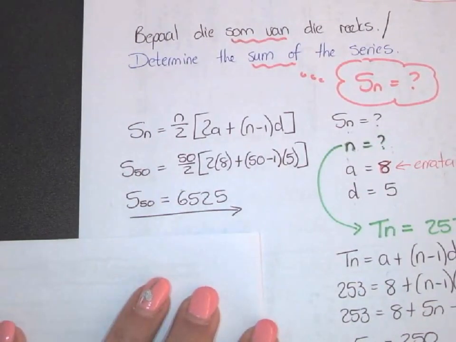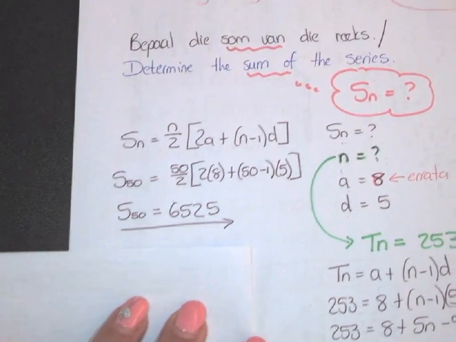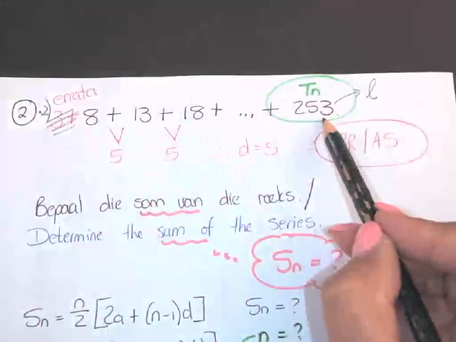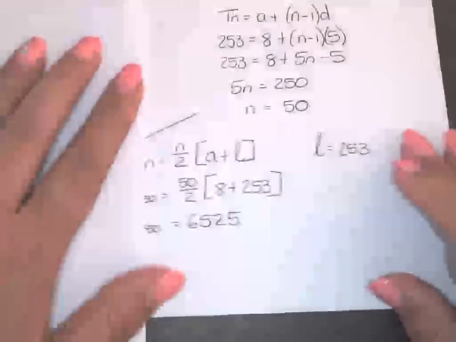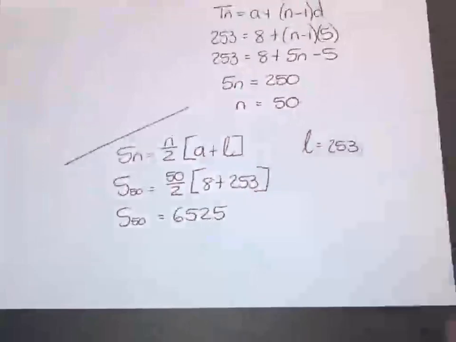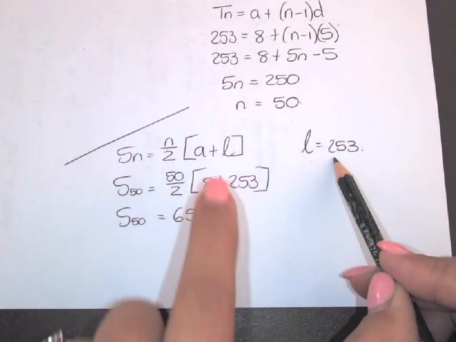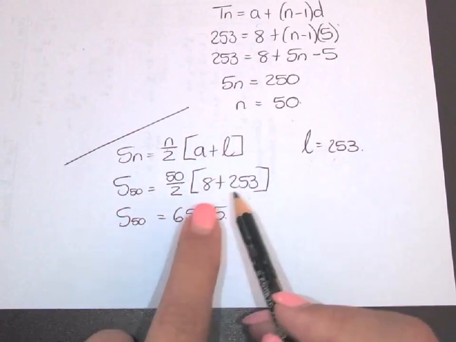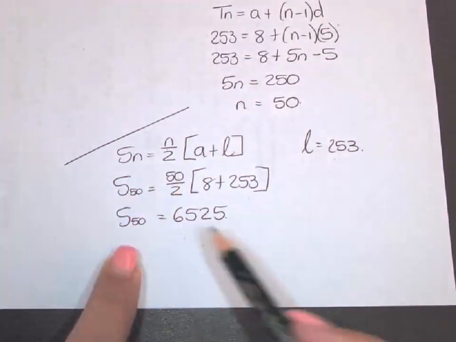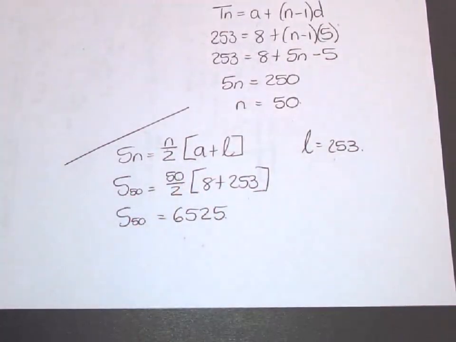But some of you are awake, and you've noticed I've given you the first and the last term, so you can also use the short formula. Last one is 253, first one is 8, add them, substitute the 50 and get your answer.